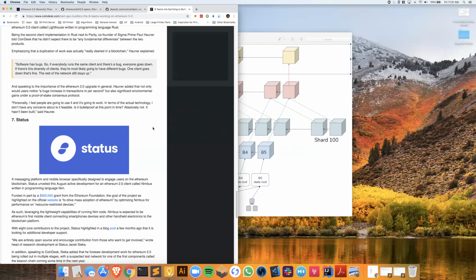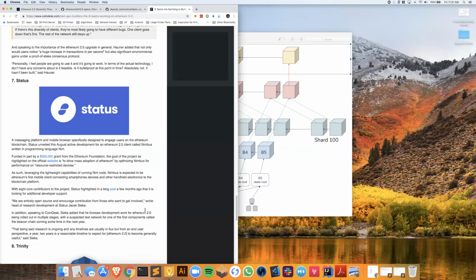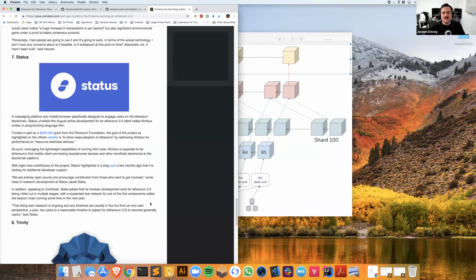Other teams, I think you nailed it. The Status team's working on a client in a new language I think they've invented called Nimbus or Nim. And they have some pretty good local simulations. They've been running somewhere between 8 to 24 validators on a single machine, exploring how things are working. They have some pretty good screenshots on Twitter for that. But everything else, I think you nailed it.